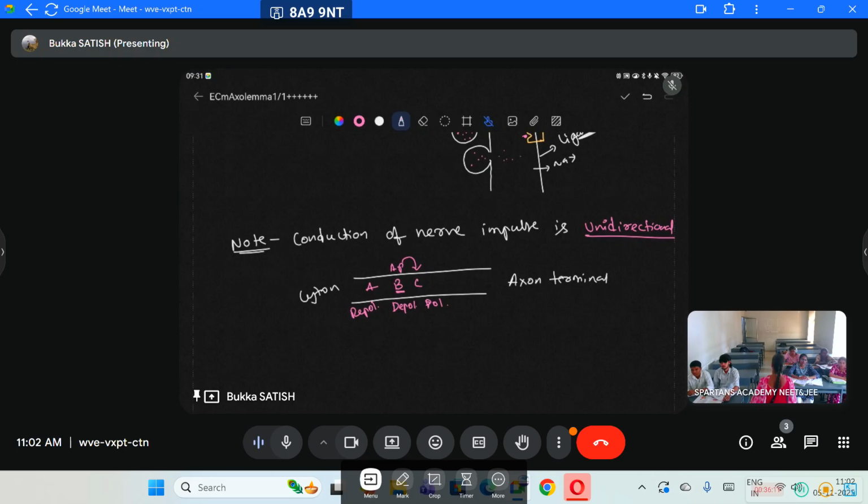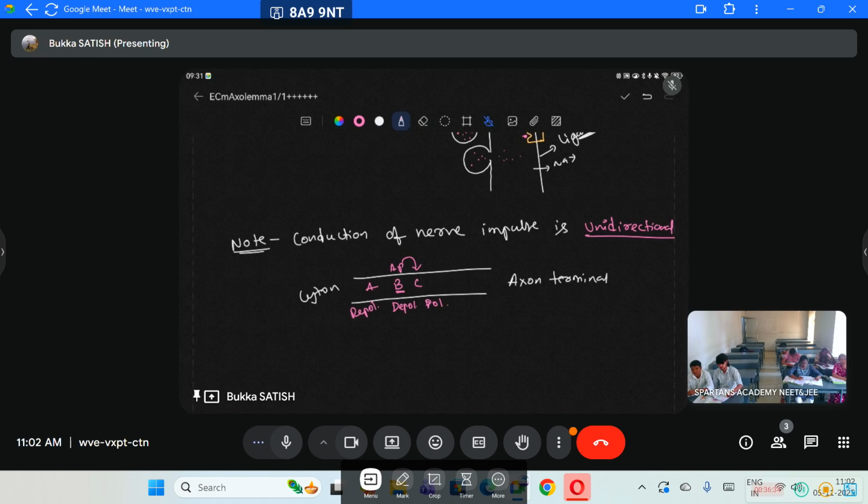So can the action potential pass from B to A? Can this stimulate A again? According to this statement, no, it cannot. It is unidirectional. It will pass only from A to B, B to C, and so on. Is it clear?